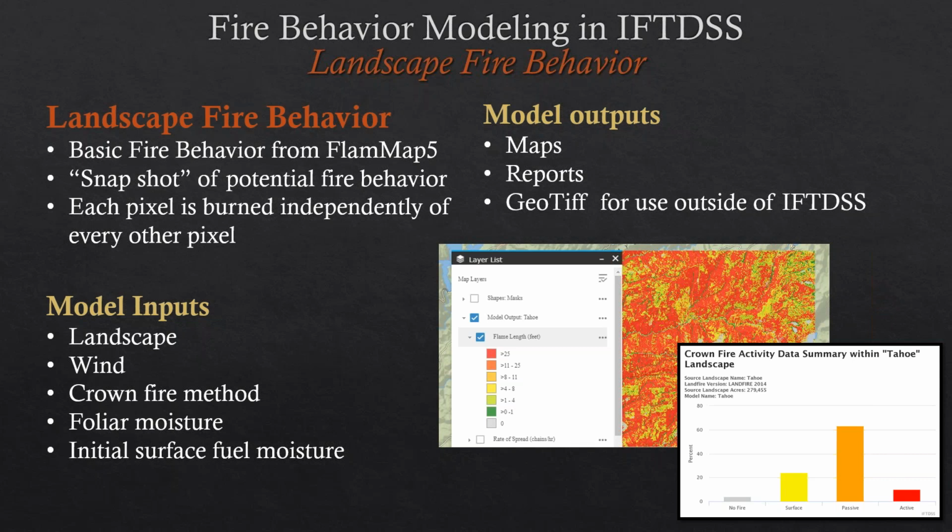Caroline went into depth about how to create landscapes in IFTDSS last week, as well as how to edit them. So we've covered that in a past webinar. And then for the fire behavior part of it, you need information on wind, the crown fire method, foliar moisture, as well as initial surface fuel moisture. Some of the outputs within IFTDSS are maps of the model outputs as well as reports. And we also now have the ability to download all of the outputs from our landscape fire behavior for use within a different system like ArcGIS or ArcMap.